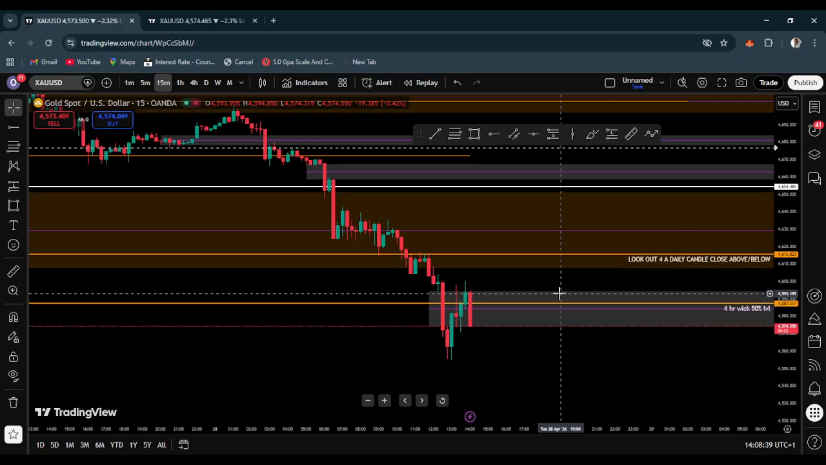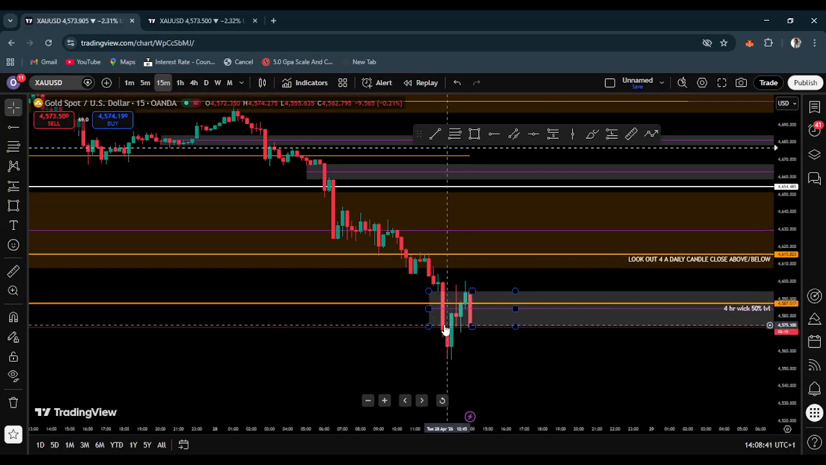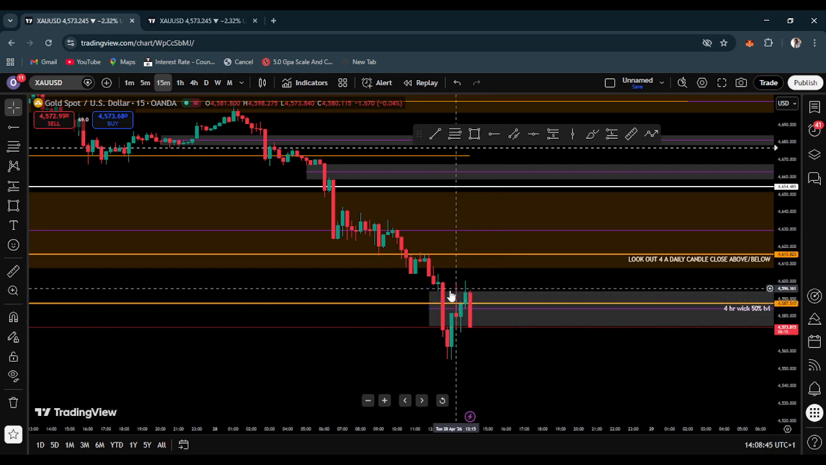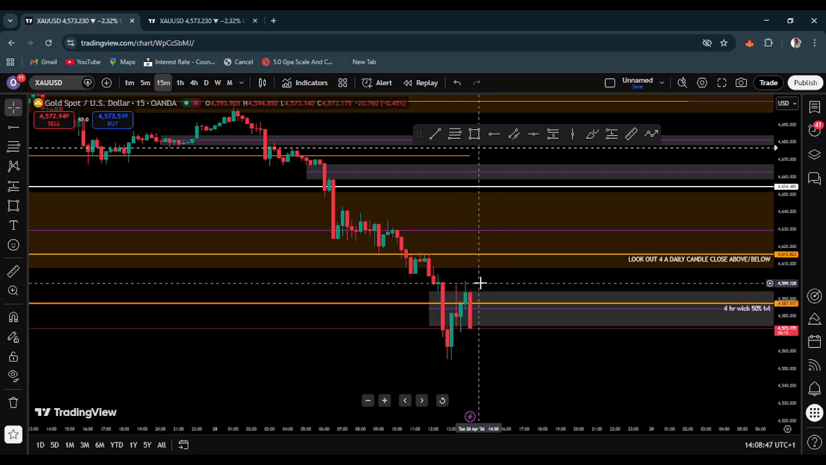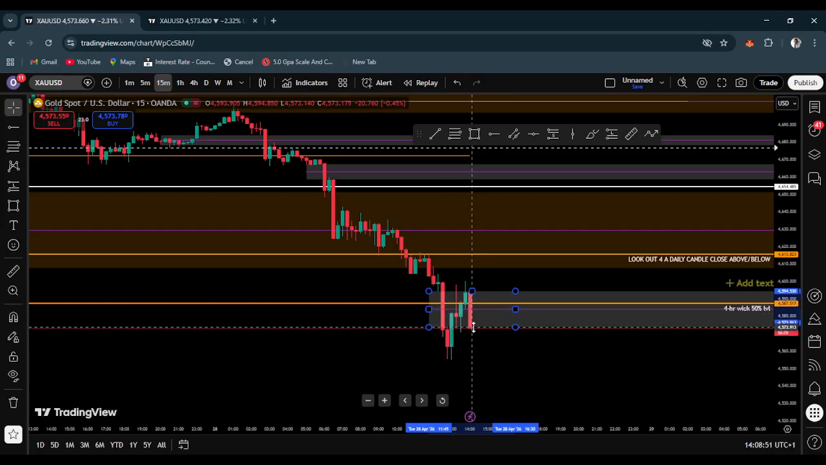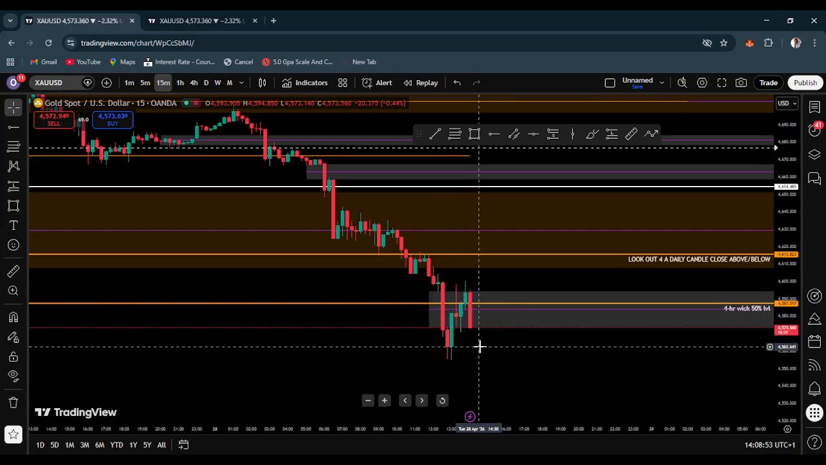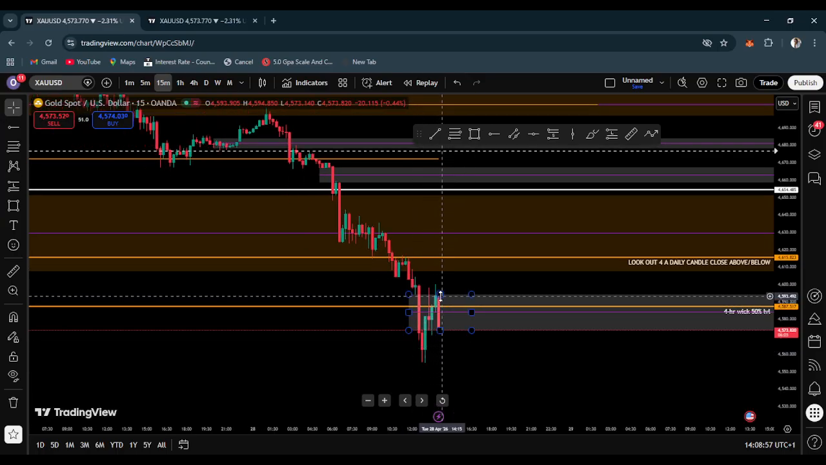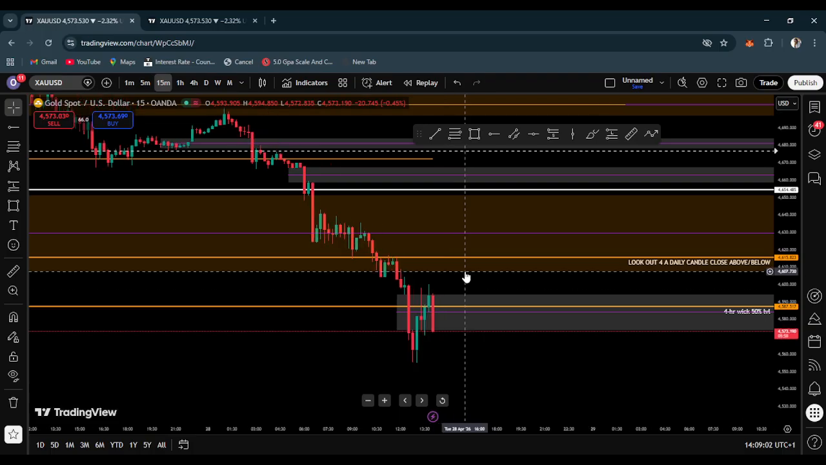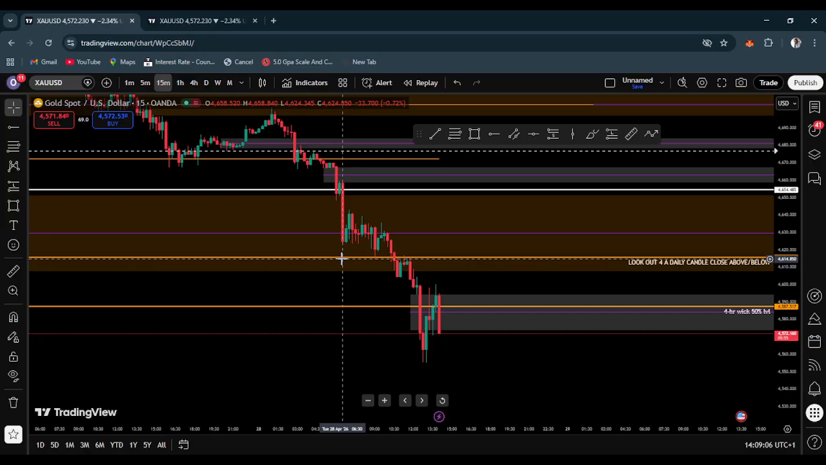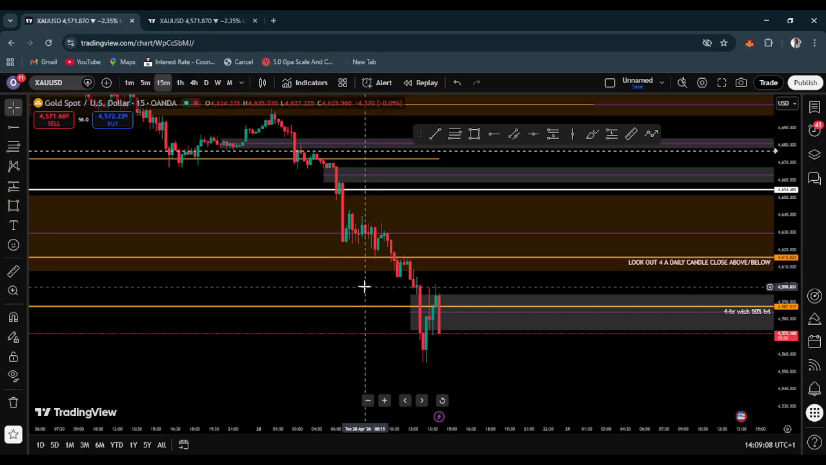If we can get that, although it does not look as if we'll be getting it, because we are unable to close outside of this FVG. So that's what you are looking at now. If we can close outside of it, then we can possibly say, okay, we are reversing. We can't get that right now.